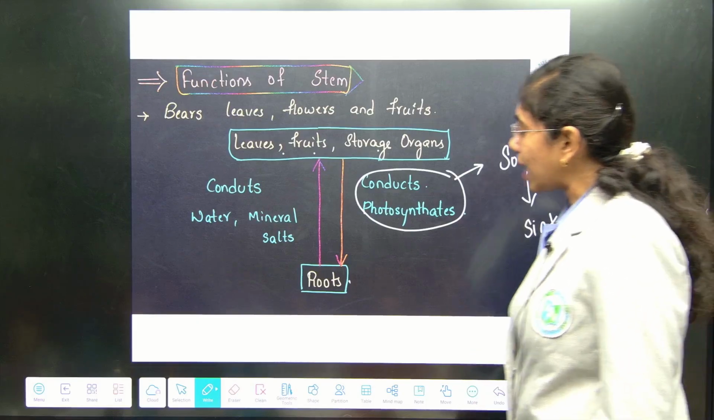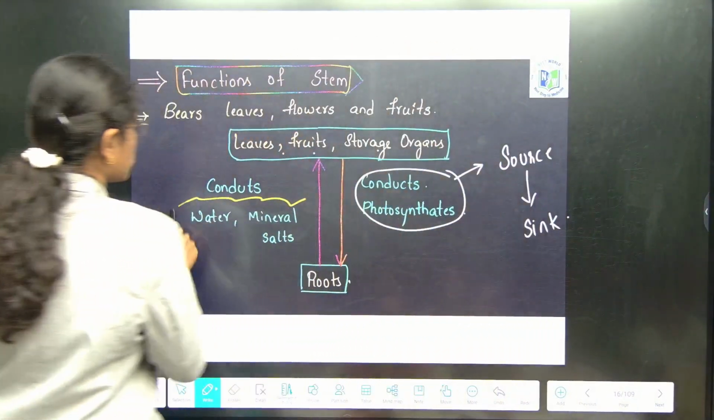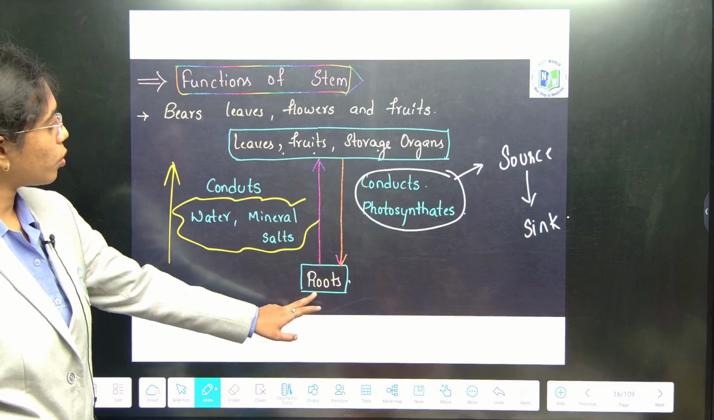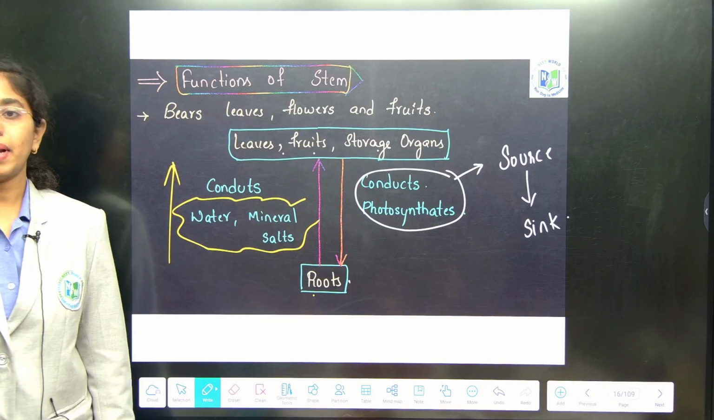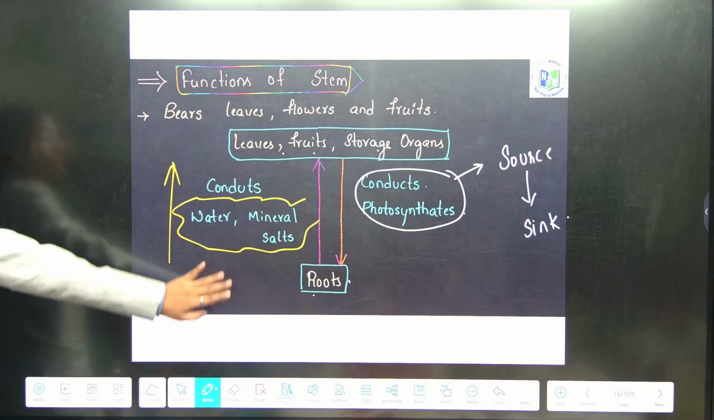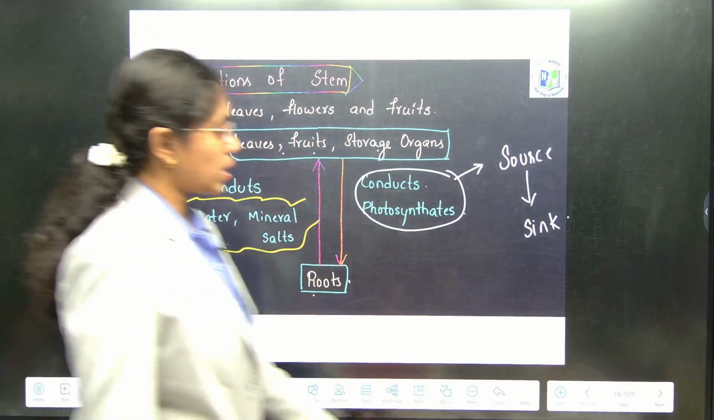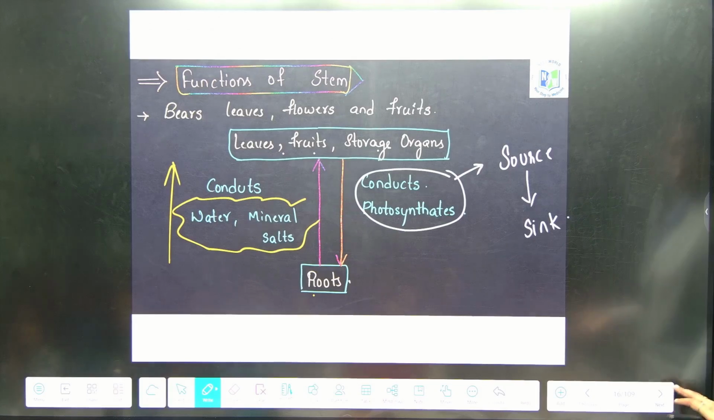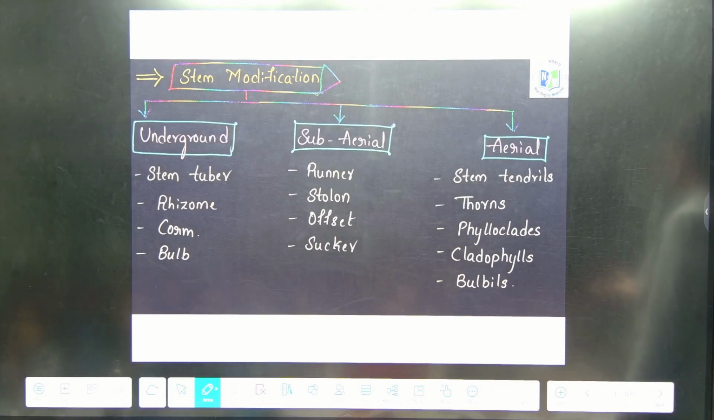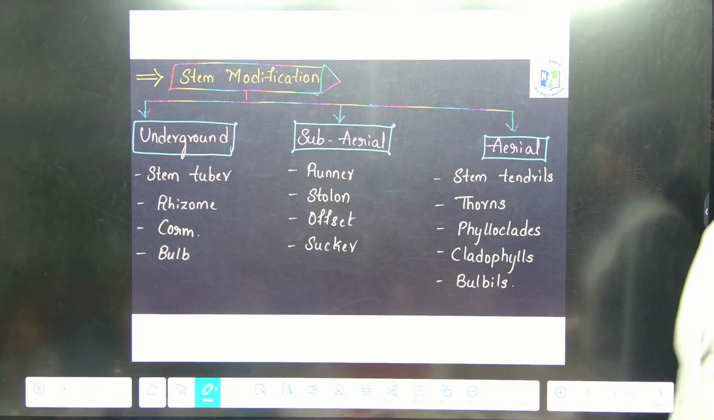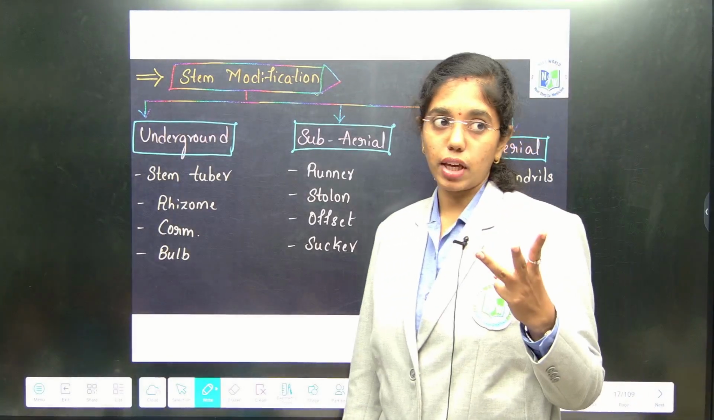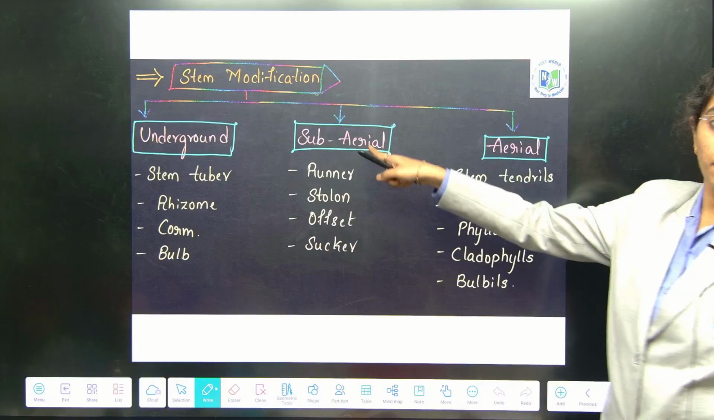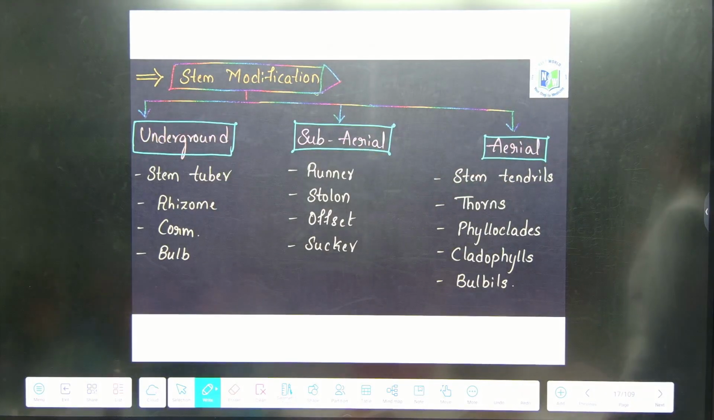Whereas water and mineral salts are unidirectional in their transport, that is from roots to various parts of the plant body. Understood? These two are the major functions of the stem. Apart from this, if the stem is performing any other activities, those are addressed as what? Stem modifications. As such, we have three types of stem modifications: underground stem modification, subaerial stem modification, aerial stem modification.